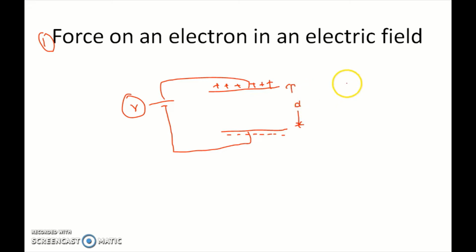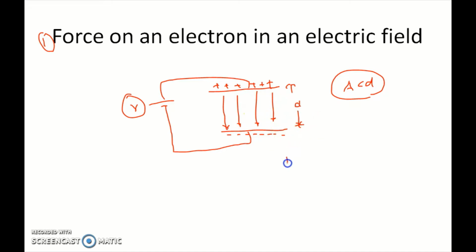Here the condition is that the cross-sectional area of both plates must be larger than the distance between them. Then only will the electric field exist in between. Now this plate has positive polarity and this plate has negative polarity. Due to these charges, electric flux lines start flowing from positive to negative. Due to the presence of these flux lines, a certain amount of electric field intensity exists in between the two plates.